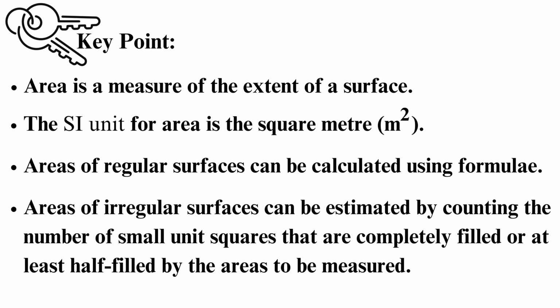Key points. Area is a measure of the extent of a surface. The SI unit for area is the square meter. Areas of irregular surfaces can be estimated by counting the number of small unit squares that are completely filled or at least half filled by the area to be measured.